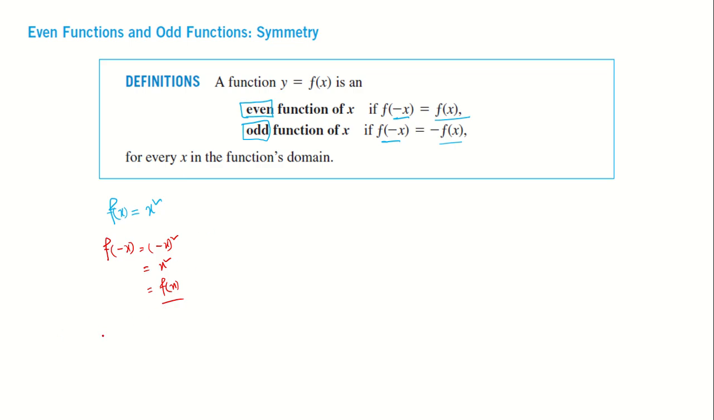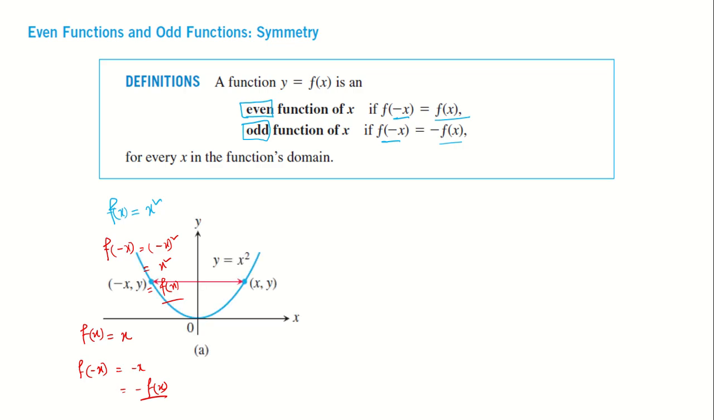Okay, but if we go for f of x equals x, then if we put f of negative x, we get negative x, that is negative f of x. That's an odd function.